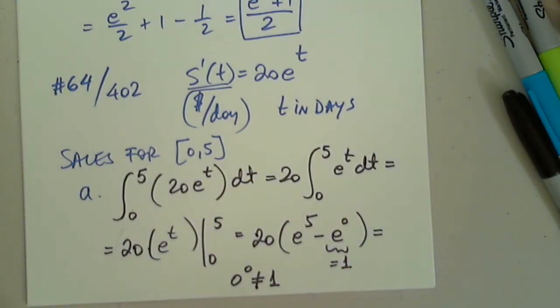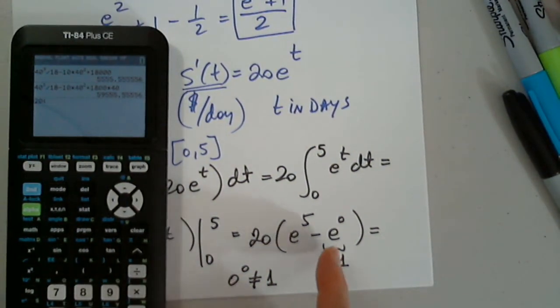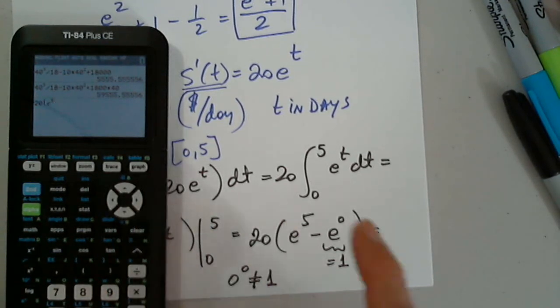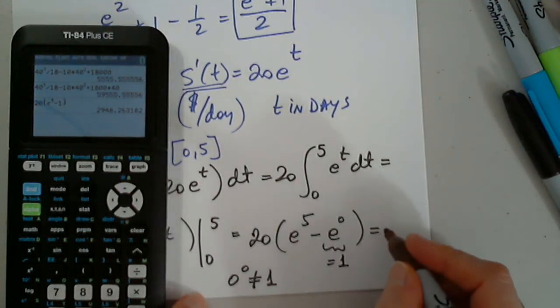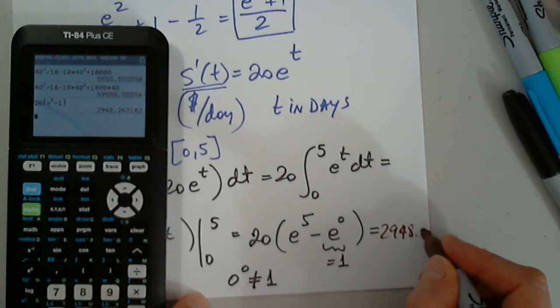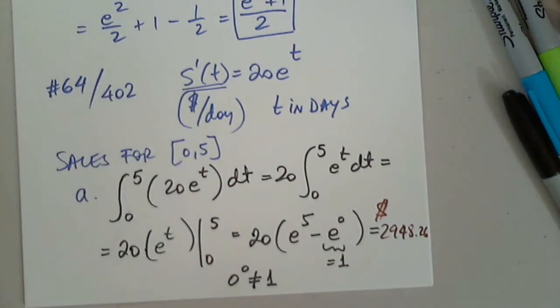So let's calculate this. So I have 20 in parentheses e to the 5th power minus 1. So I get 2948.26. Any questions on this before we move on to part B?